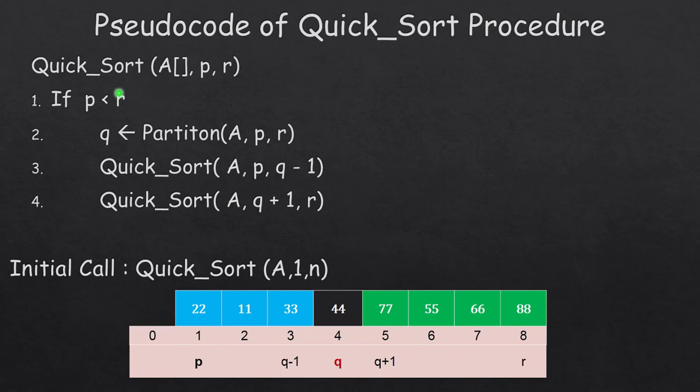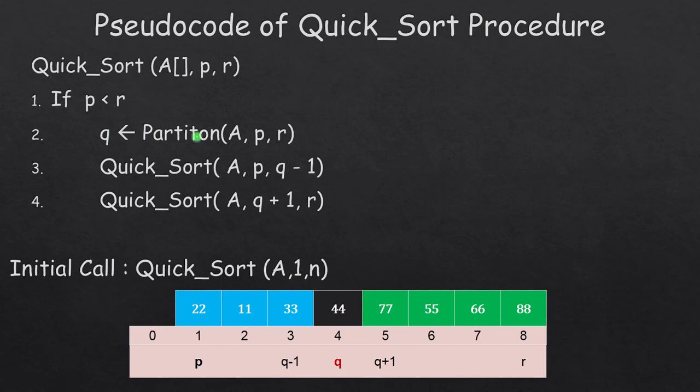So this is a quicksort procedure. Here also we have 3 parameters: array A, P, R. And also you notice the initial call, that is quicksort of A, 1, n. So if it is n elements and our array starts at index position 1, our initial call will be quicksort of A, 1, n. So P less than R. Anyway, just imagine 1 is less than n.